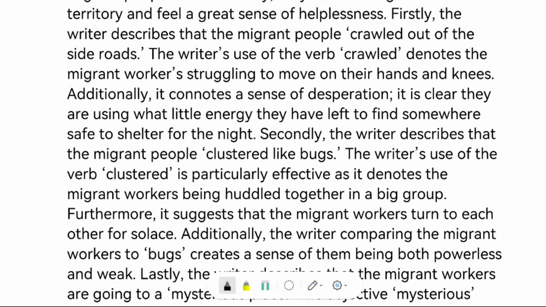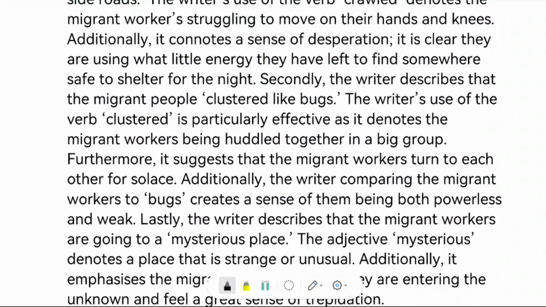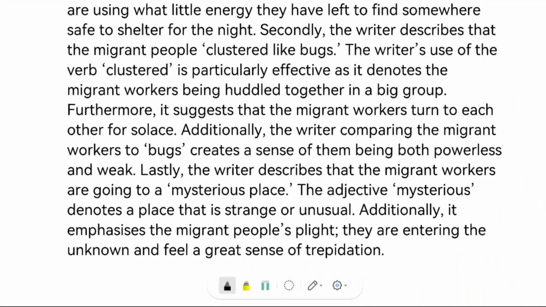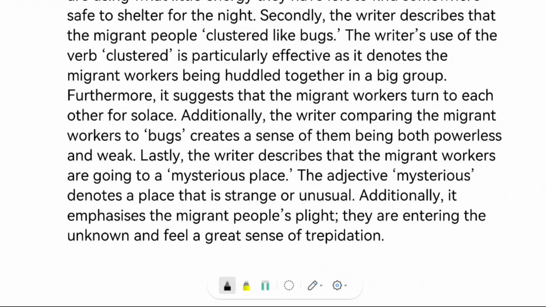the night. Secondly, the writer describes that the migrant people clustered like bugs. The writer's use of the verb clustered is particularly effective as it denotes the migrant workers being huddled together in a big group. Furthermore, it suggests that the migrant workers turn to each other for solace. Additionally, the writer comparing the migrant workers to bugs creates a sense of them being both powerless and weak.